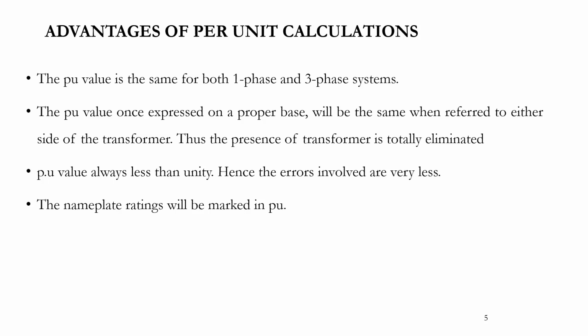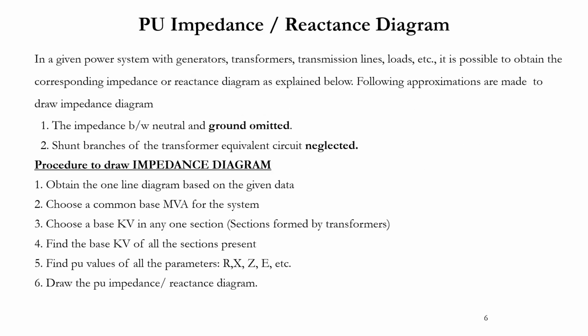First and foremost, we are not going to bother whether it is single phase or three phase. Everything is represented in terms of per unit. Again, the circuit is simplified by eliminating the transformer, and since per unit is less than 1, the computation error will be avoided. So these are the main advantages of per unit calculation.